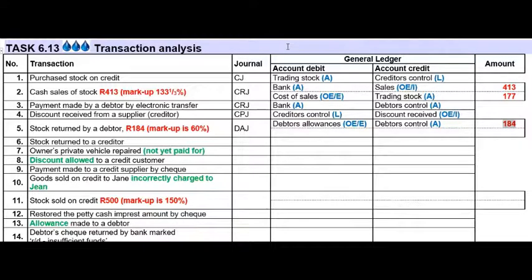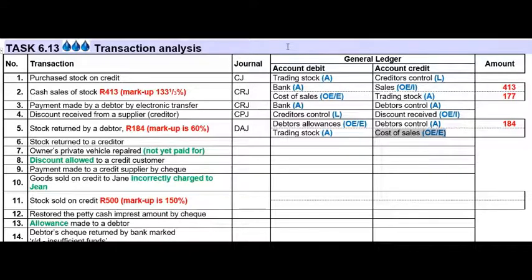Then, because the debtor actually returns stock, cost of sales is also affected. Remember, there is an option where we can make an allowance to a debtor and they don't return stock. Okay, so I hope this just refreshes your term 1 knowledge. So trading stock will be debited because now the stock is returned. Okay, so we have more stock in our storeroom, and cost of sales is credited because we are actually reversing the fact that we debited cost of sales before.